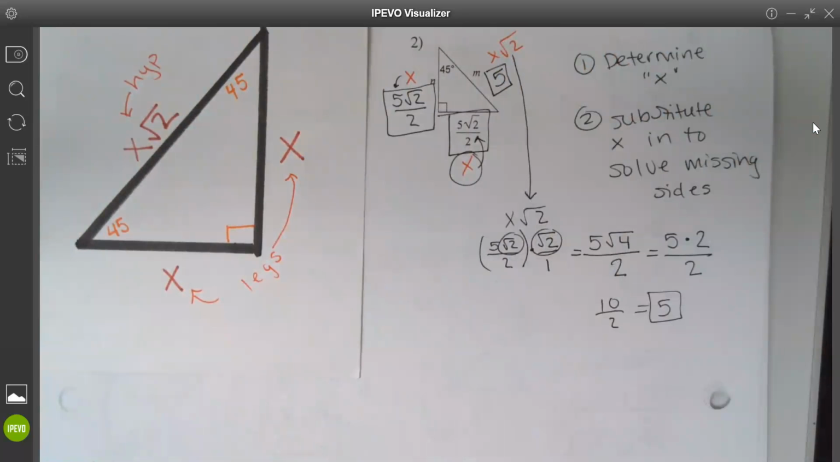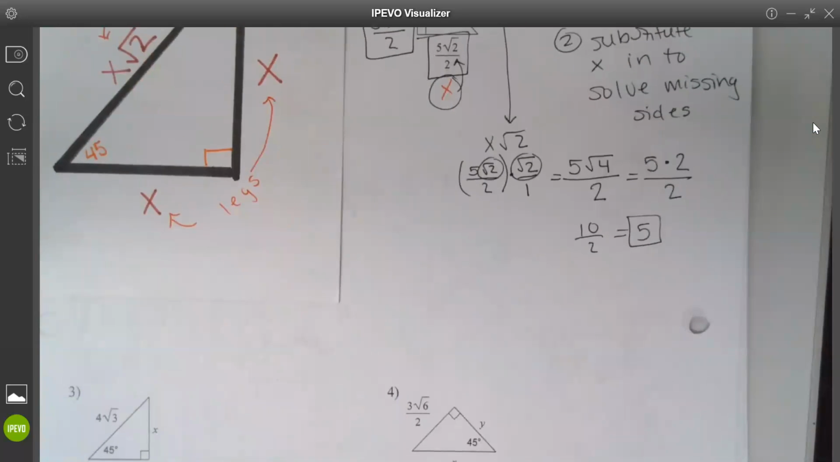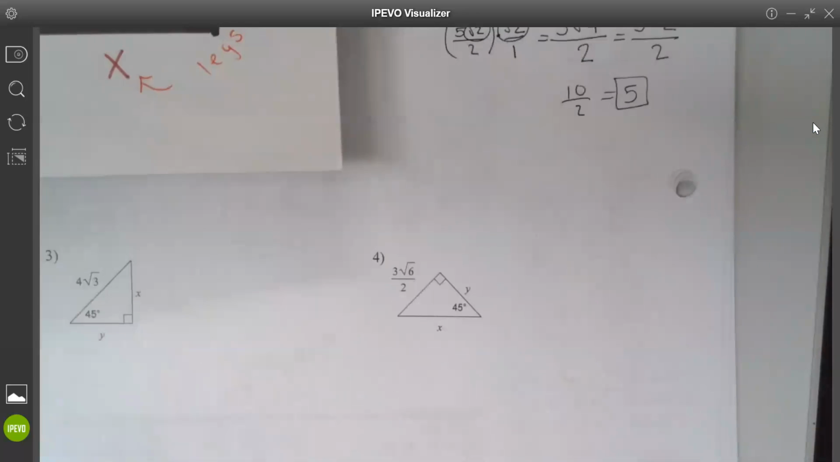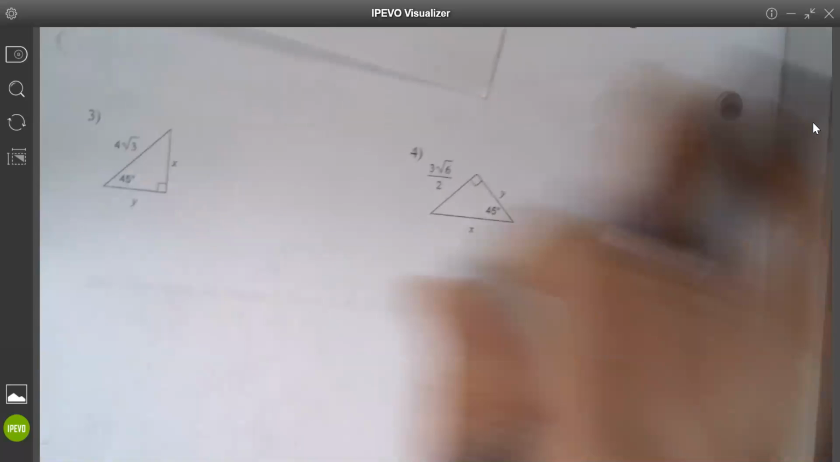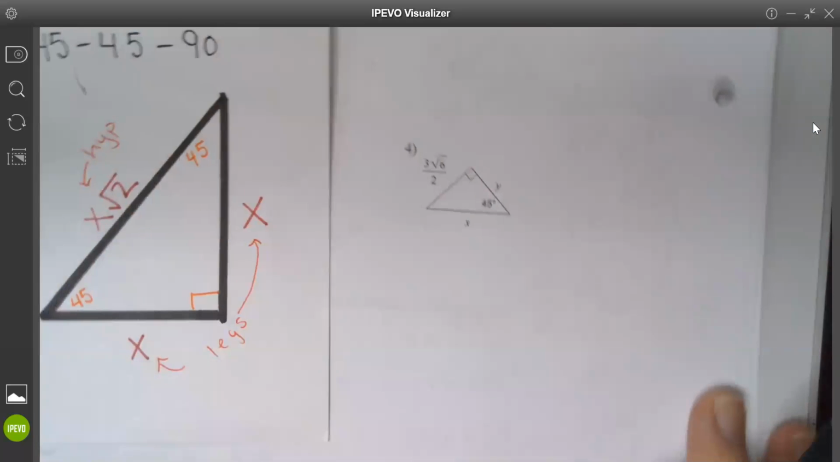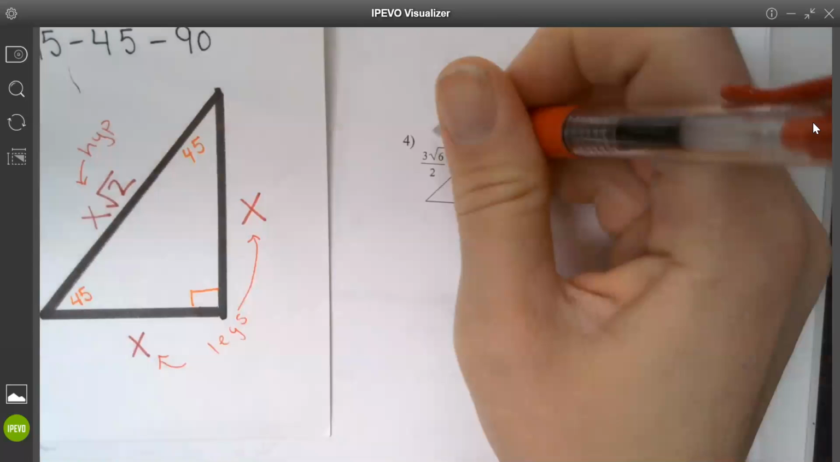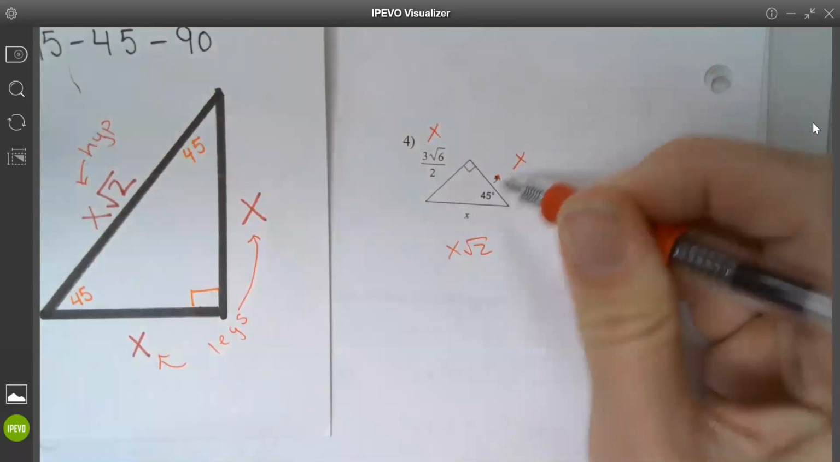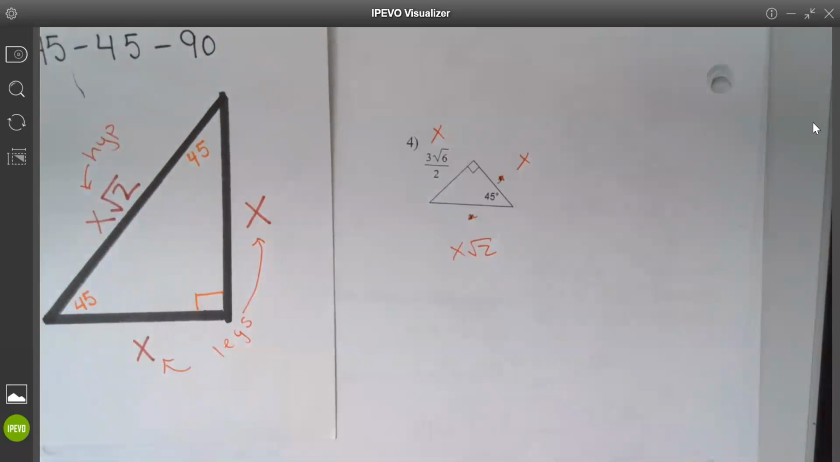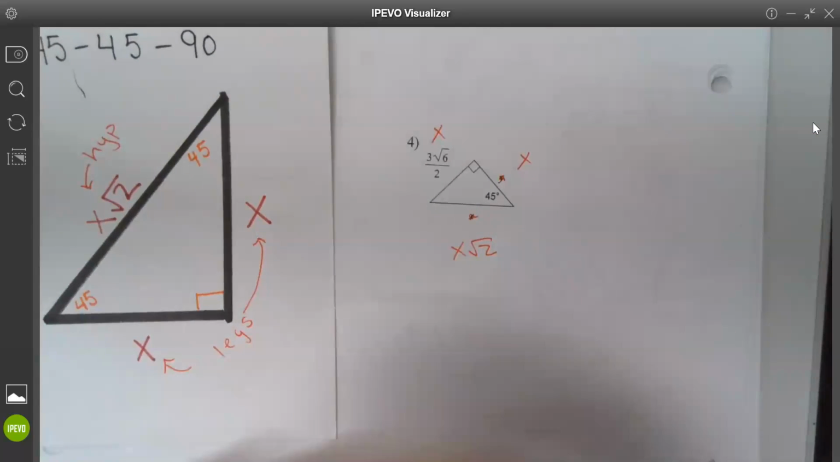So now I'm going to go to 4 actually, and then we'll do 1 and 3 last. So on 4, I again label X, X, X rad 2. So notice I'm totally ignoring this Y and that X. And if you want to totally get rid of them, that's fine. Just know that you have to find all of your sides in the x. I'm just kind of ignoring the other variables that the problem gives me.